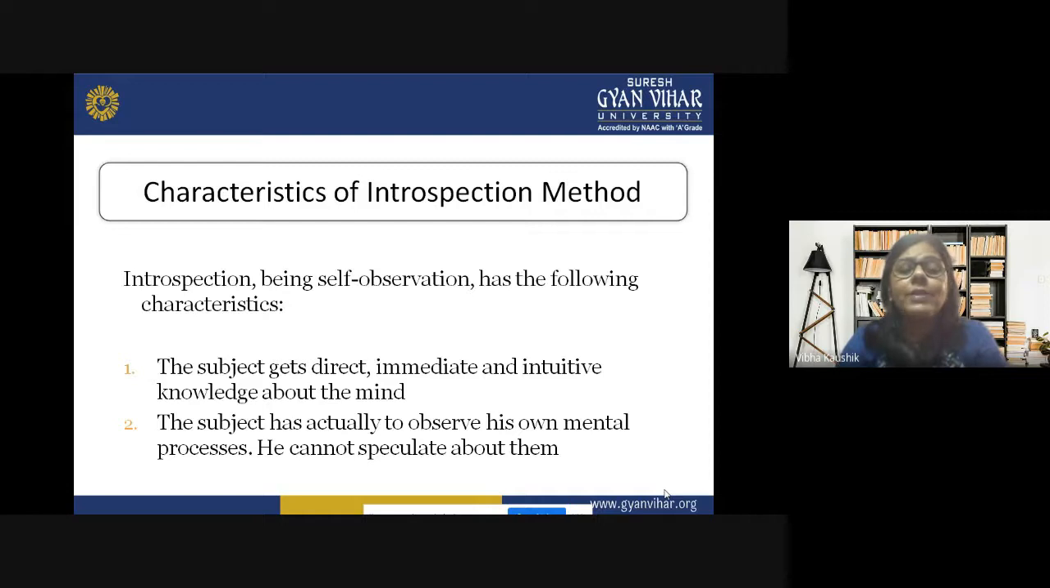When we are talking about introspection, the subject has actually to observe his own mental process. He cannot speculate about them, and the mental processes cannot be speculated about.